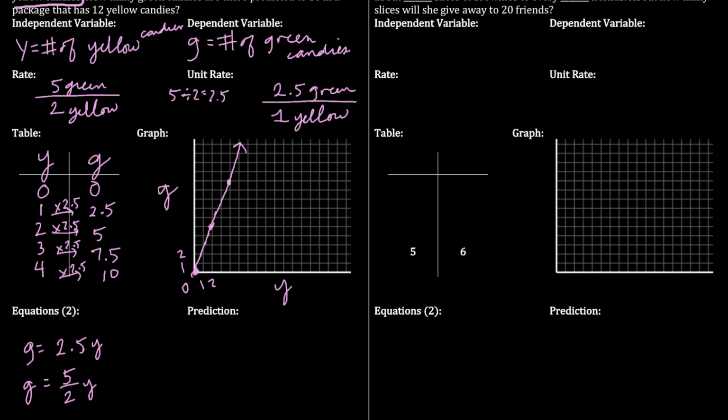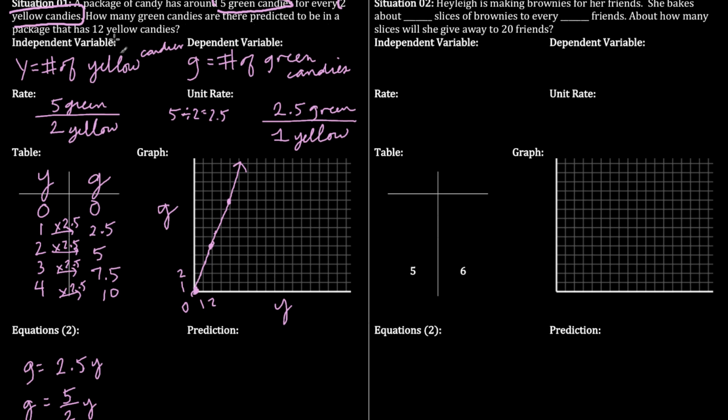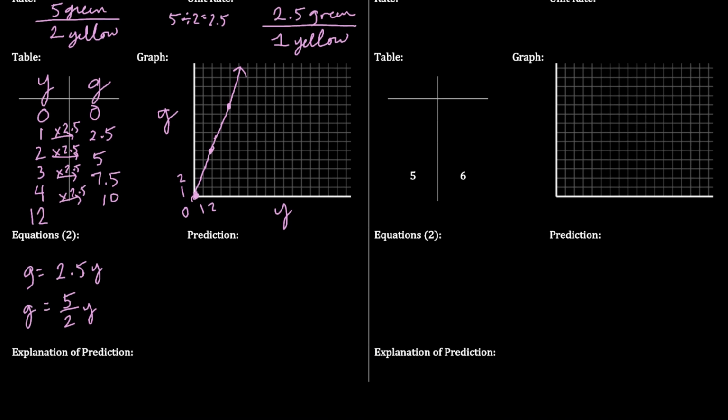So the question was, how many green are there predicted to be in a package that has 12 yellow? So I'm going to put the 12 yellow here. So let's use this. The number of green is 2.5 times the yellow. It's asking about 12 yellow. So that should be 30. Yes, 30. So you'll have 30 green candies.